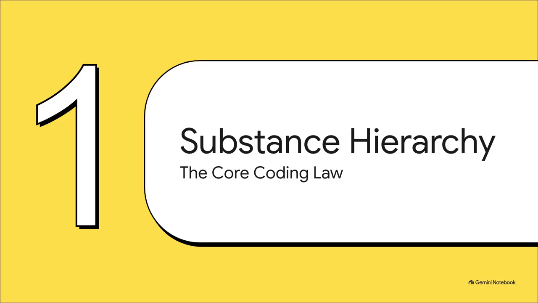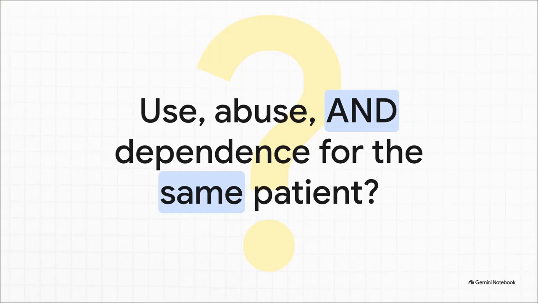Section 1. The Substance Hierarchy Law. This is absolutely the core law of substance coding. When it comes to Chapter 5, this is without a doubt the most critical and frequently violated rule by coders everywhere. So picture this. You're navigating a total minefield of clinical documentation. You open a patient's chart and the provider's notes clearly list alcohol use, alcohol abuse, and alcohol dependence, all for the exact same patient during the exact same encounter. It happens all the time.